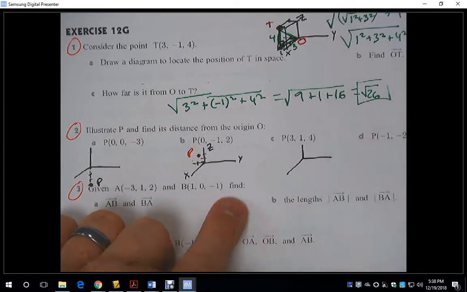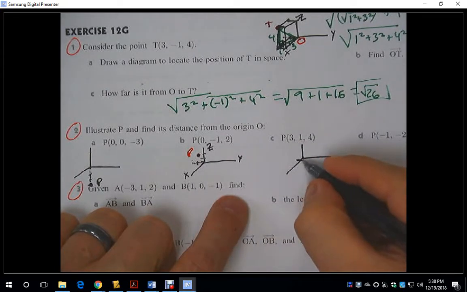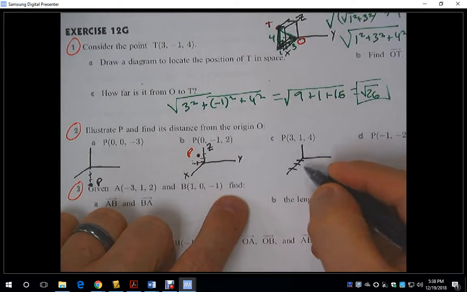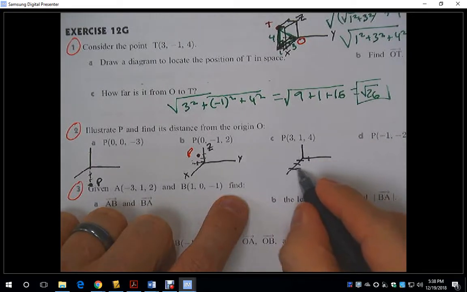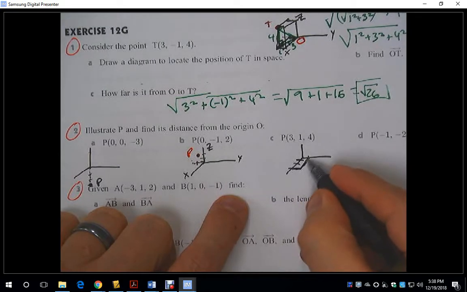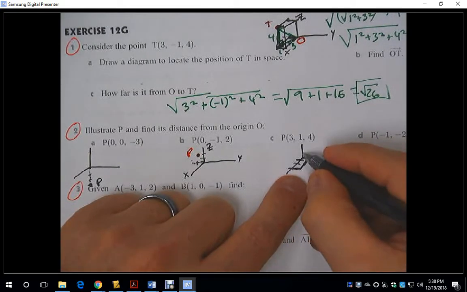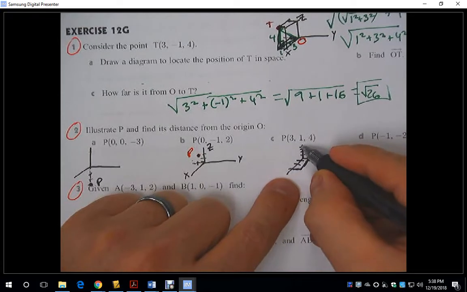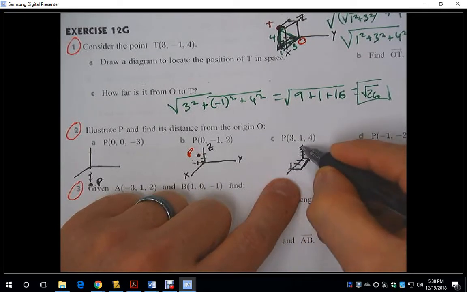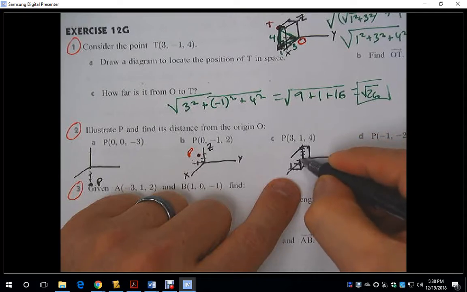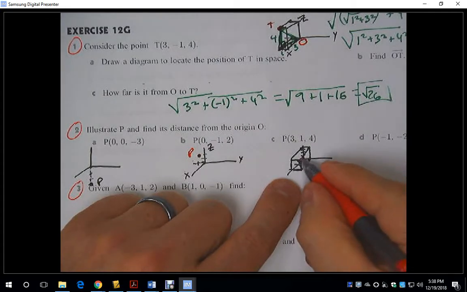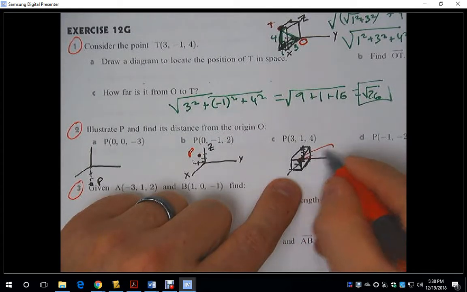Here's our Cartesian grid, 3 units to the right, or 3 units forward, 1, 2, 3. 1 unit to the right, so that would be, we could construct a little rectangle here. And then 4 units up, so 1, 2, 3, 4. So we're looking at something that's going to look like this. So we're seeing this point right here of P. That is P.